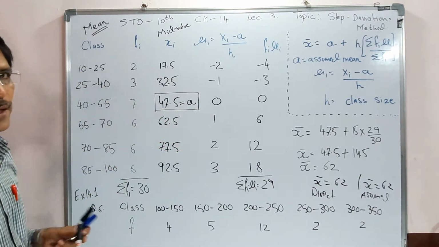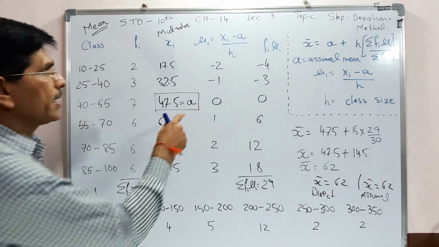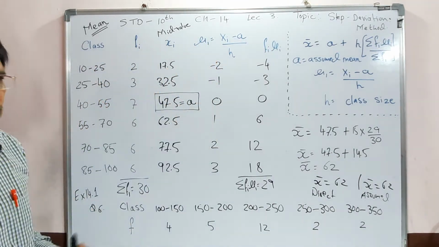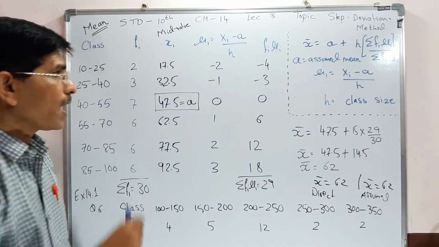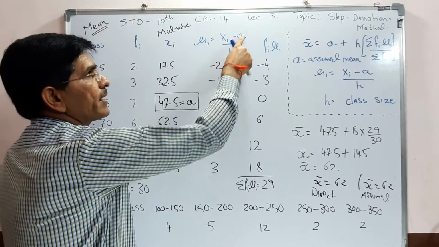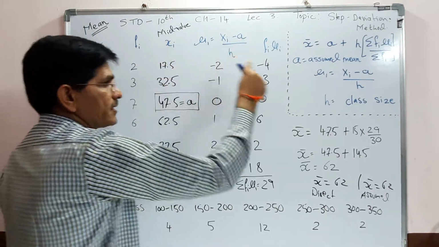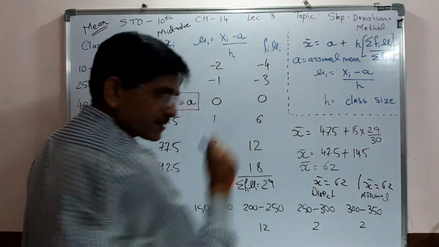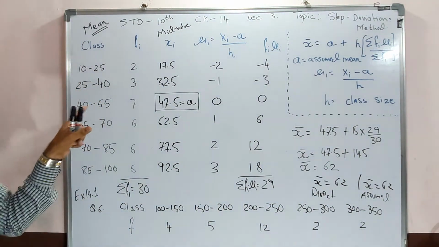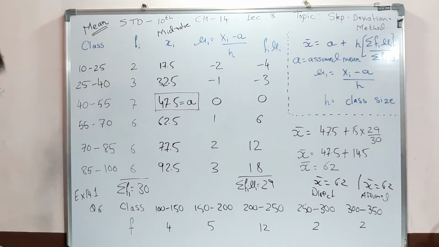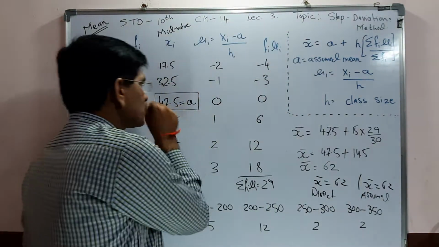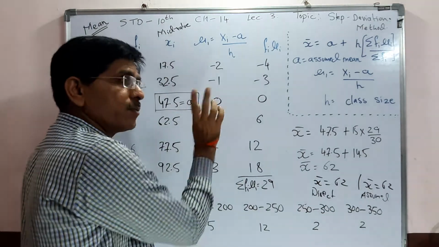Every time whatever you assume a, ui always must be 0. Ui is always 0. How you will say that ui is 0? Ui is equal to xi minus a upon h. So here h is the class size. Now how much class size is there? If you will see, every time 15 is there. Class size is every time 15. So class size 15. So again here we have to put 0.